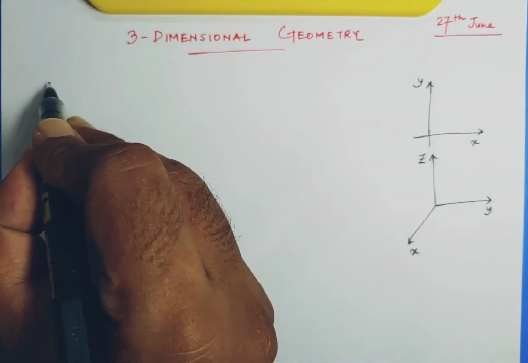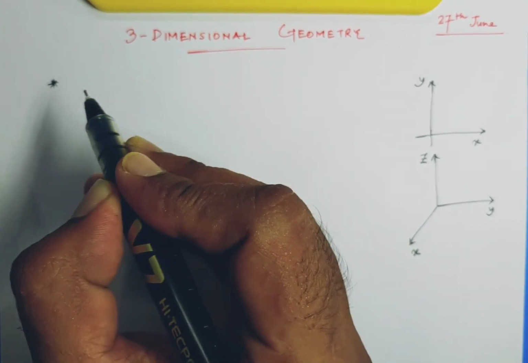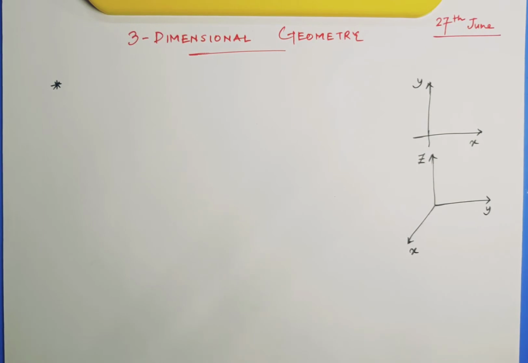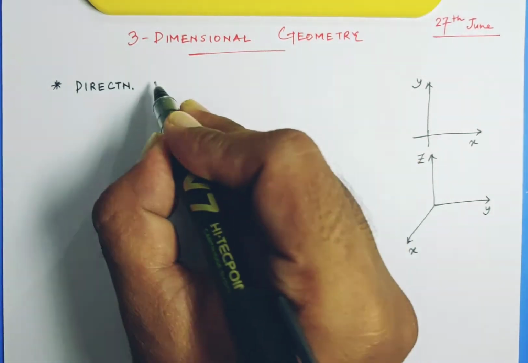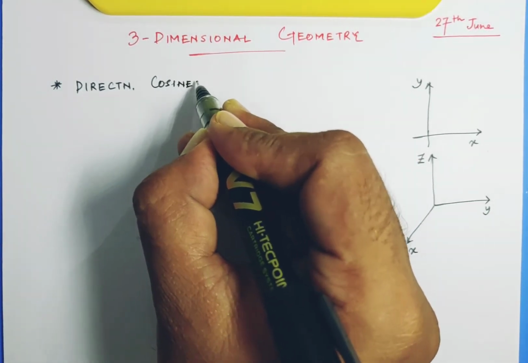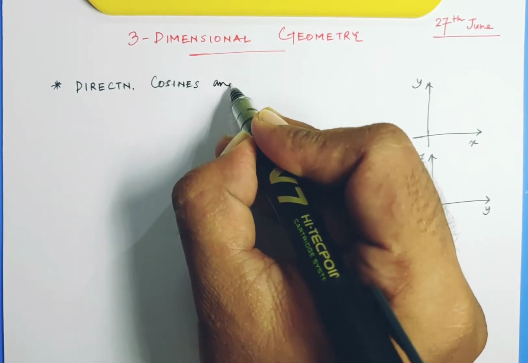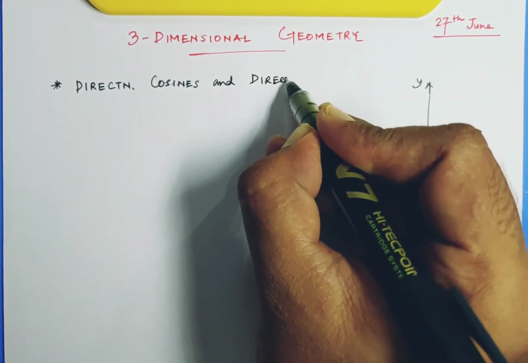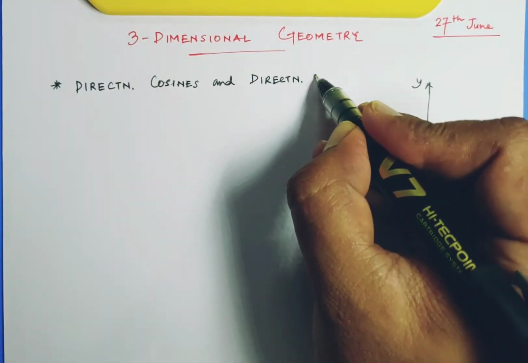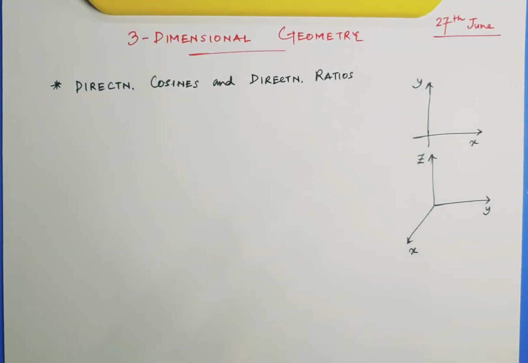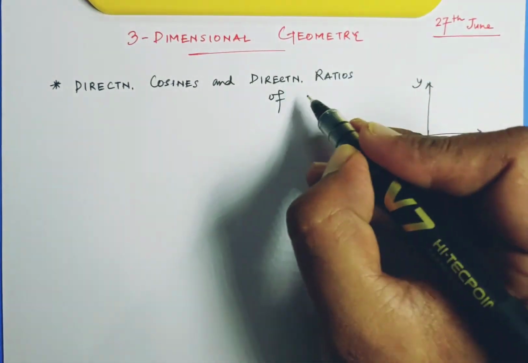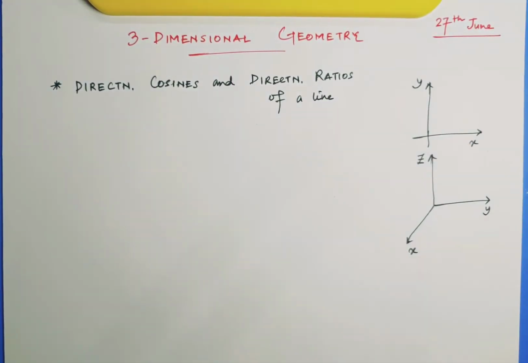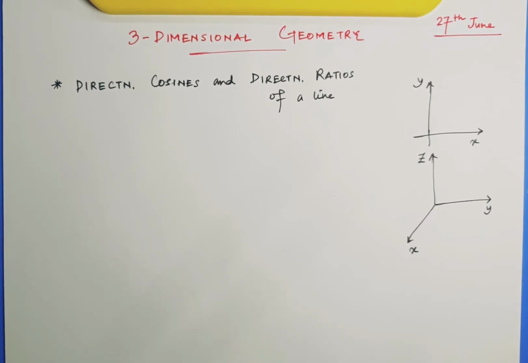The first topic, I think most of you will remember this one, is direction cosines and direction ratios. Now we will study direction cosines and direction ratios of a line. So we are finding the direction cosines and direction ratios not of a vector, we are finding them of a line.